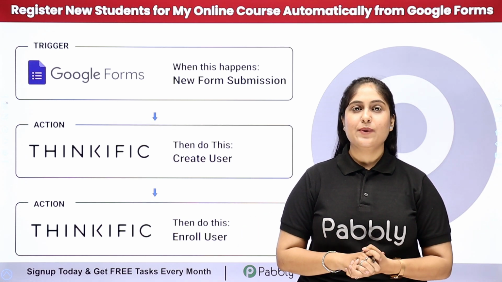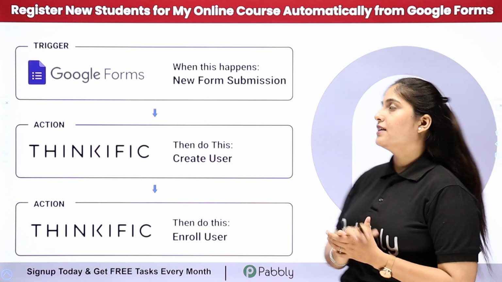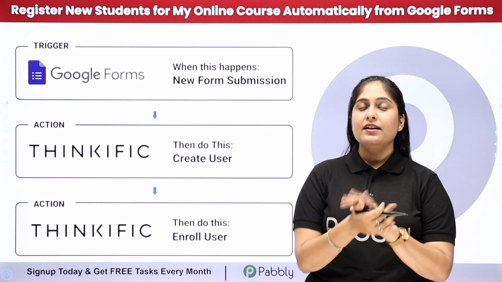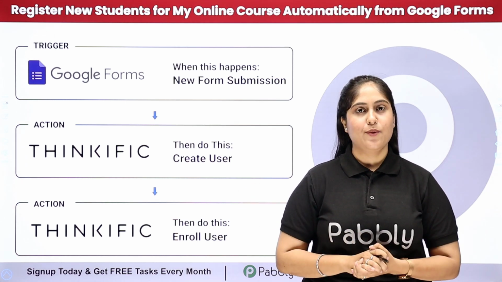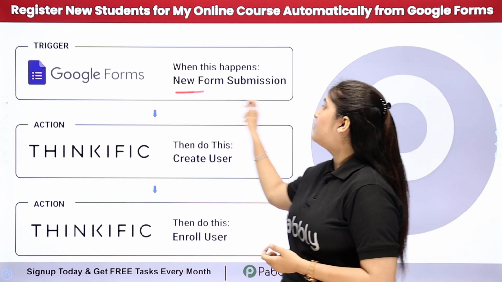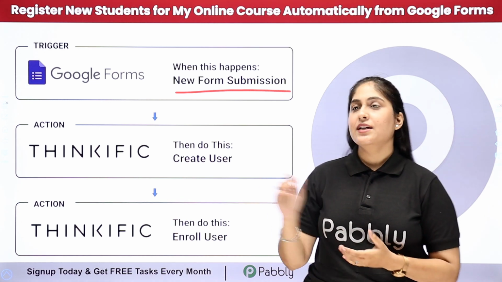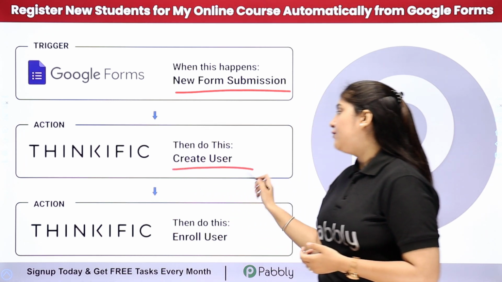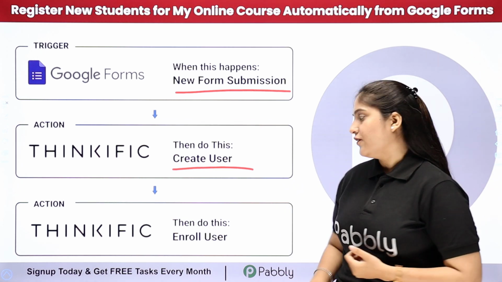In this video, we are going to understand how to register new students for my online course automatically from Google Forms. So, I'm conducting an online course of which I'm receiving the new form submission through Google Forms. So, here my objective is that whenever I'm going to receive a new form submission through Google Forms, then automatically using the details, it should create a new user in my Thinkific account. And after creating the user, automatically that should be enrolled in my course in my Thinkific account.